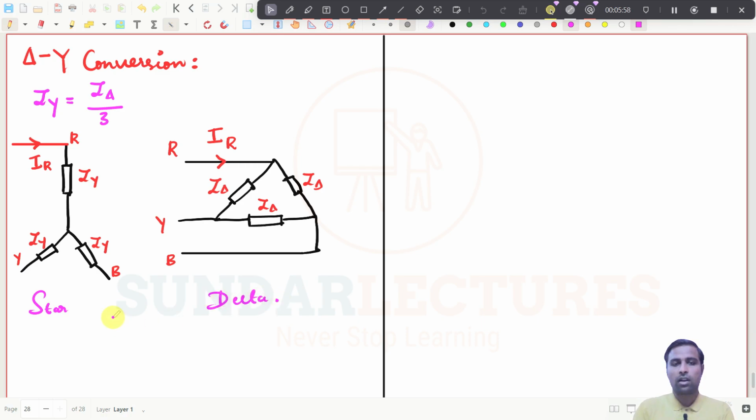We try to solve one equation to get the relation between them, and we will finally conclude that this equation is satisfied, right? If you see the current here, it will be IRY. This is IRY, this current will be IYB, and this current will be IBR, right? We generally know this, and what we try to do here is write the value of IR. What is the value of IR?